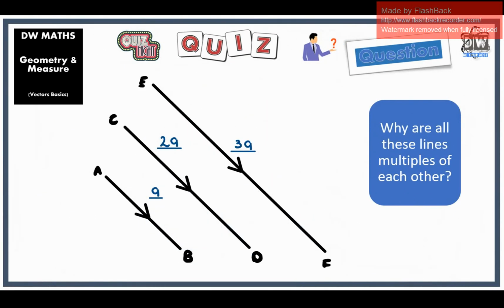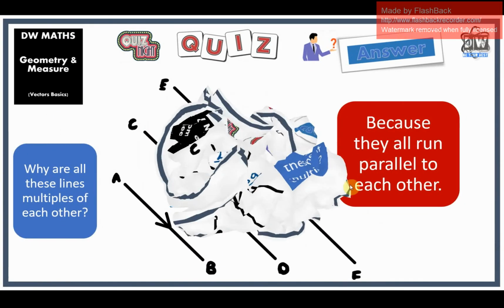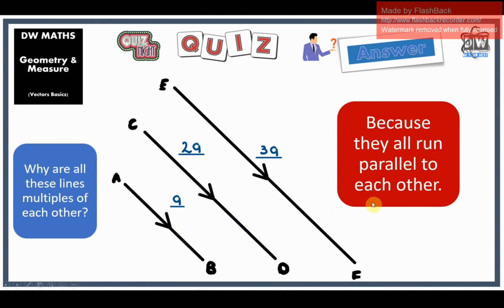And what about these ones? Try these ones. Why are these lines multiples of each other? Give it a go, try and write an answer, come back and see if you got it right. Here we go. Very, very simply, because they all run parallel to each other and they're all different lengths. So we've got a, we've got double a, we've got 3 times a. Hopefully that makes sense to you.